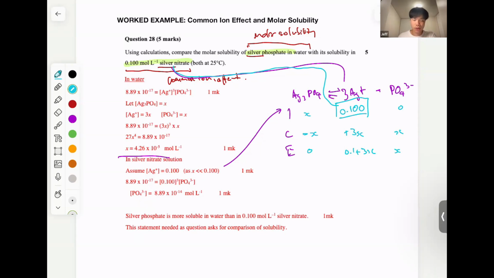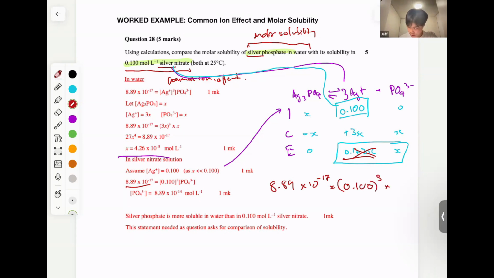So if you want to solve this for KSP, you could try processing this, but you'd end up with a quadratic. So as we know now, our workaround is applying small change assumption. Because the KSP is 8.89 times 10 to the negative 17, it means that we can assume 3x is negligible. And this is the calculation they do below here. They do 8.89 times 10 to the negative 17. Your KSP is equal to 0.100 cubed times x. And they can solve for x being 8.89 times 10 to the negative 14.